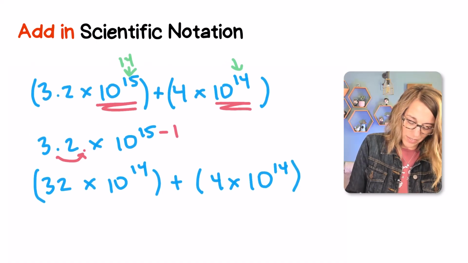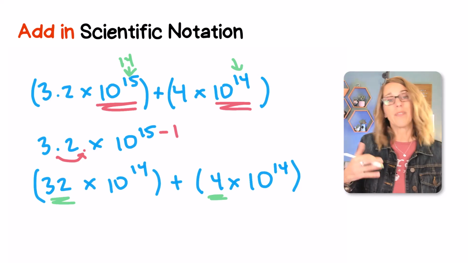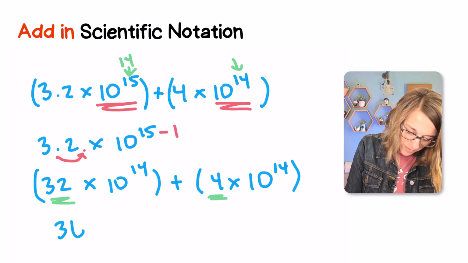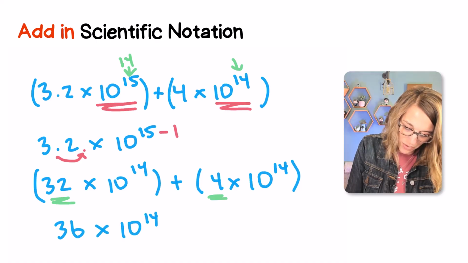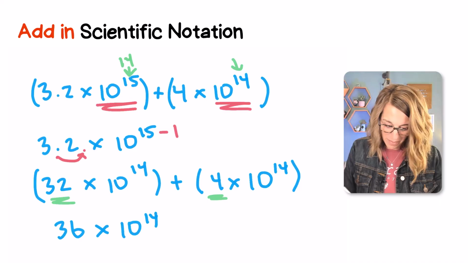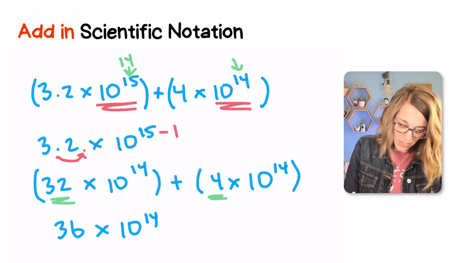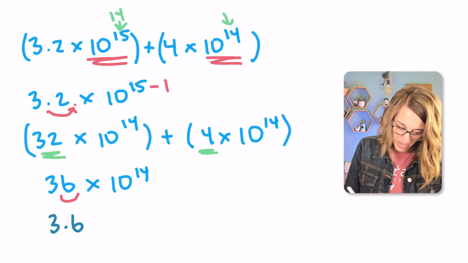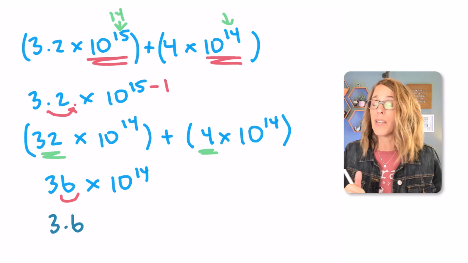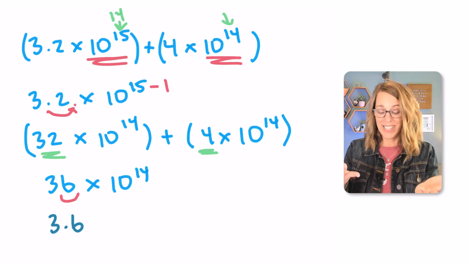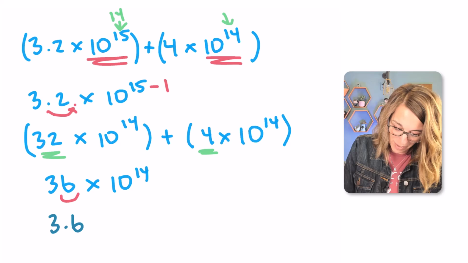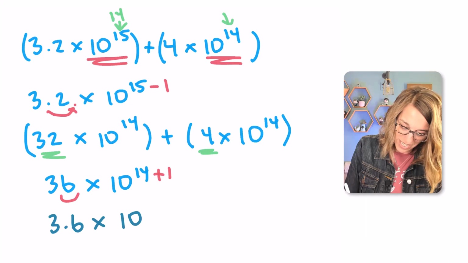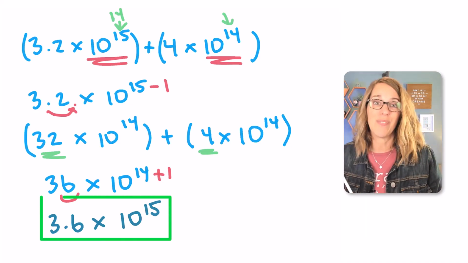Now I can add that to my 4 times 10 to the 14th. This is really now just a matter of looking at my coefficients. I've got 32 of those 10 to the 14ths, and then 4 more of the 10 to the 14ths gives me 36 altogether. So I've got 36 times 10 to the 14th. One thing to fix, my number out in front, that coefficient is too big. So I'm going to make it smaller by moving my decimal. That gives me a 3.6. And then since I made the coefficient smaller by one place, I need to make my 10 to the 14th bigger by one place. So I'm going to add a 1 here, and that gives me, I'll use that same color blue there, times 10 to the 14 plus 1 is 10 to the 15th.